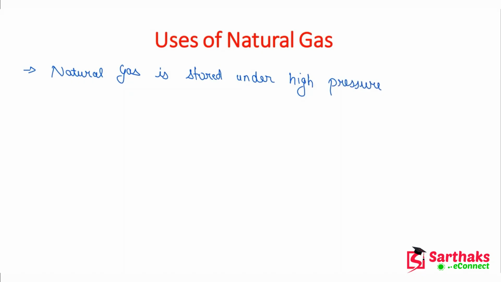Natural gas is stored under high pressure as compressed natural gas. When natural gas is stored under high pressure, it is called compressed natural gas, and in normal language we also call it CNG. CNG is used for power generation.